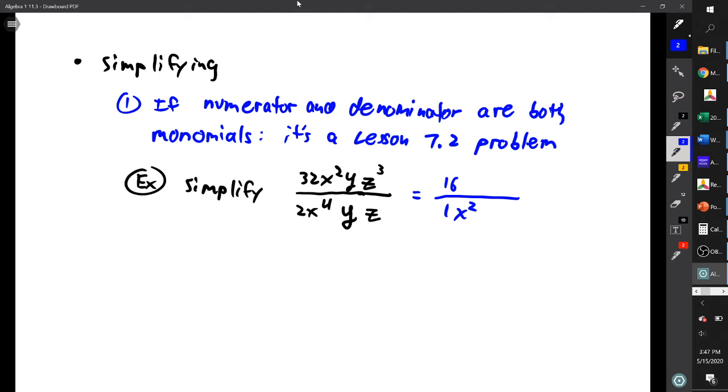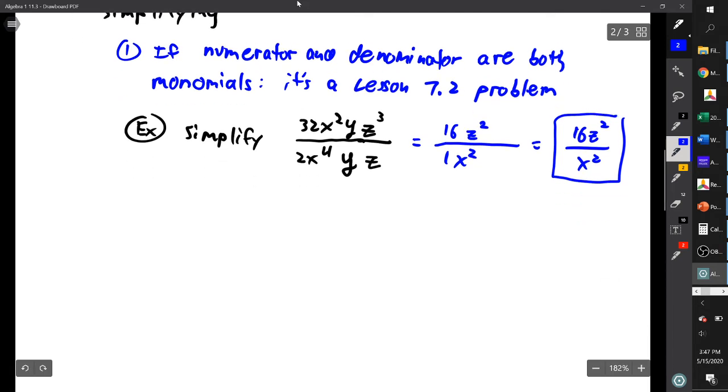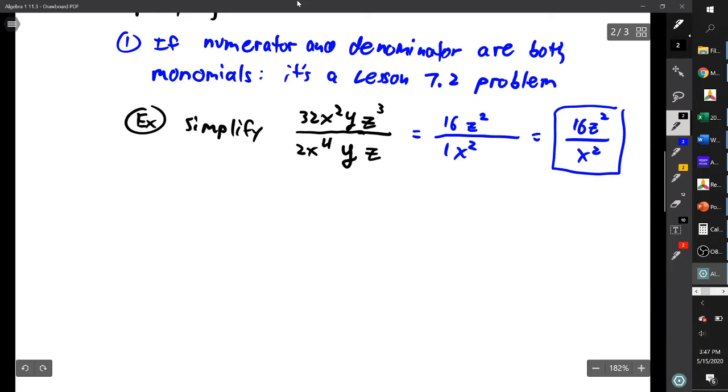Then I look at my z's. Is the z bigger on top or bottom? Bigger on top. By how many? By 2. So I put a z squared on top. And so then I would simplify this to be 16z squared over x squared. I don't need the 1 because that's an understood 1 in front of the x squared. Okay, hopefully that rings a bell. Let's do one more. Same kind of problem.